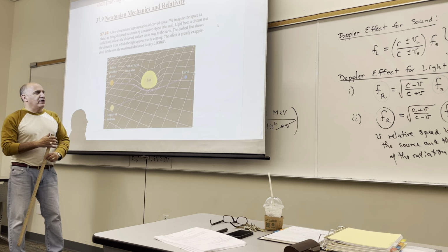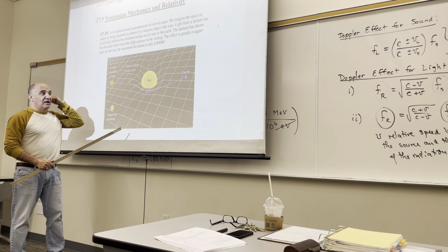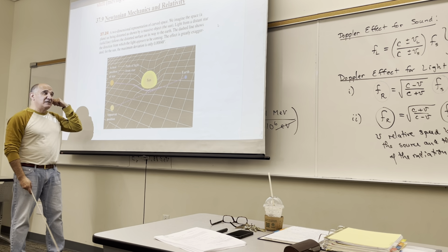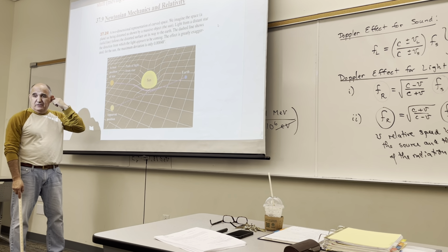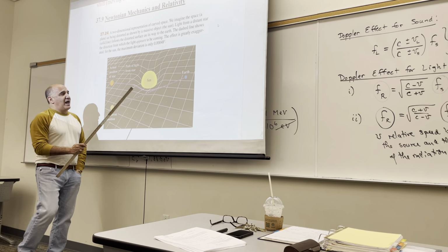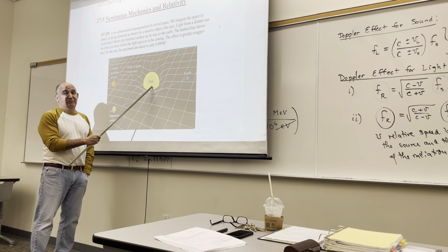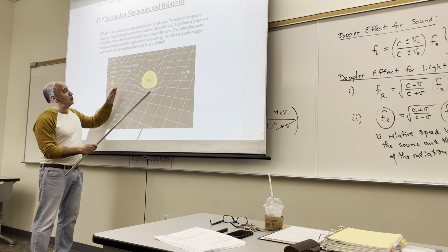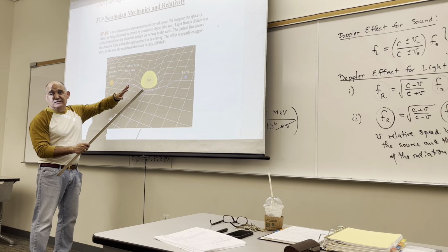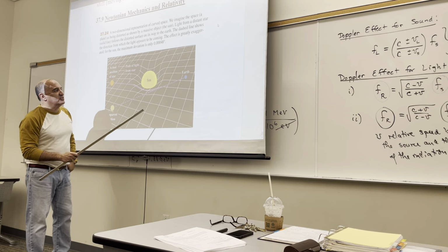And so what Einstein said is that the force of gravity is really an illusion. What happens is that the presence of matter and energy, a lot of matter, a lot of energy, curves the space around it. It warps the space around it.